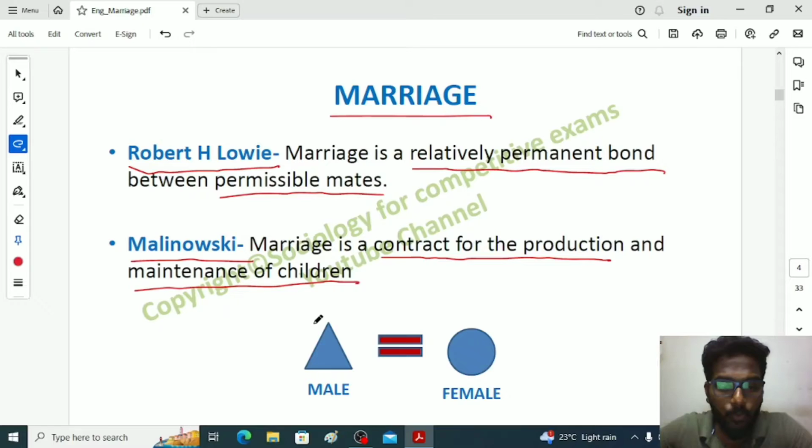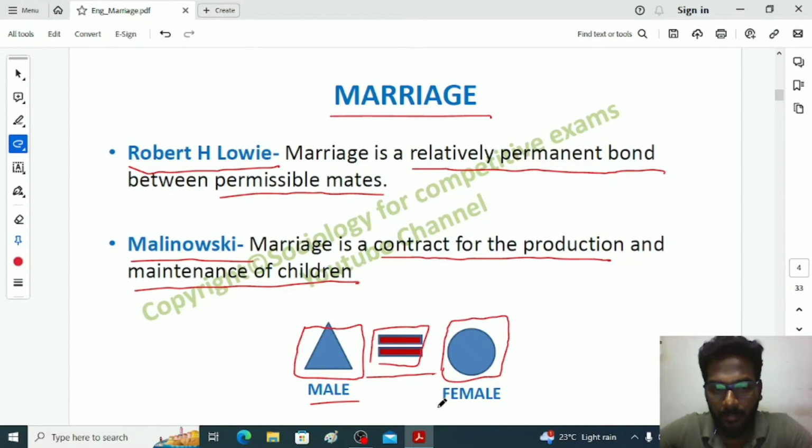Sociologists usually use this triangle symbol for male, this equal symbol for marriage, and this circle symbol for female. So when we use this equals sign, it means a man marries a woman.